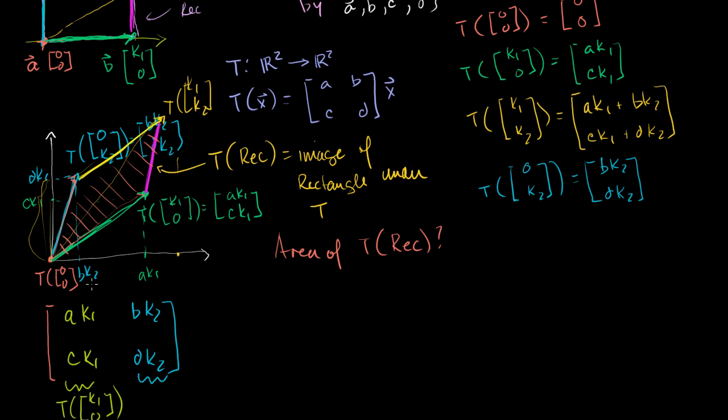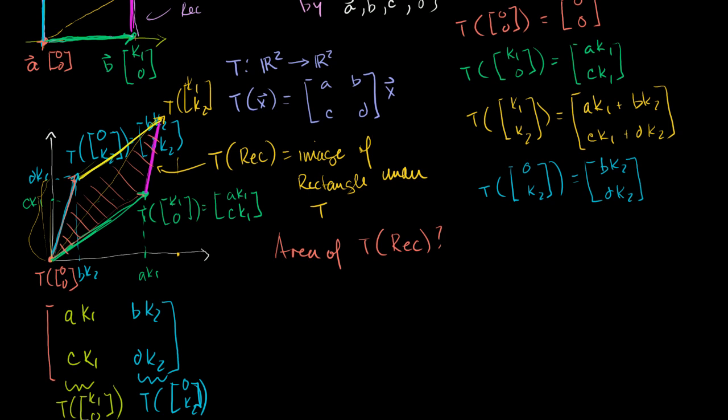This was the transformation right here. This was the transformation of 0, K2. Right? And in the last video, we said that the area of this parallelogram, which is the same thing as the area of the image of our original rectangle under our transformation, is equivalent to the absolute value.